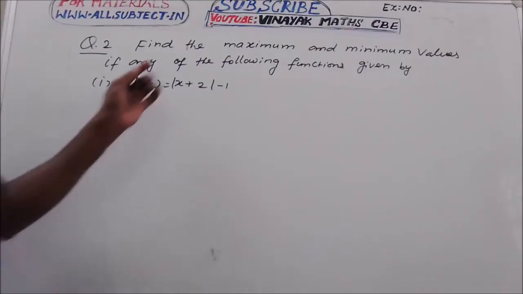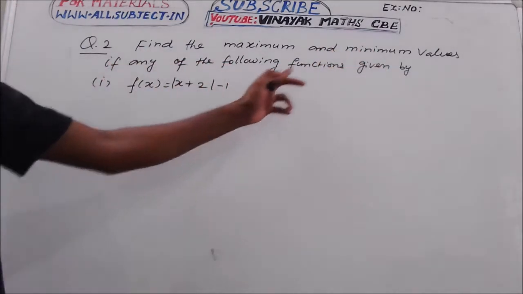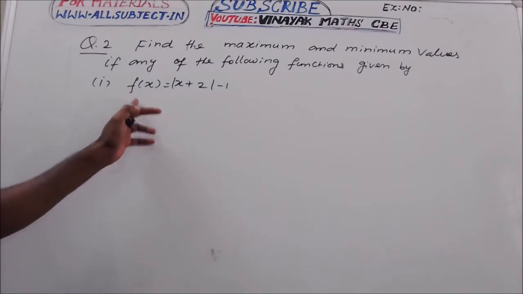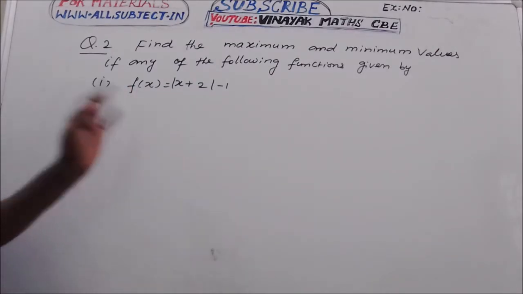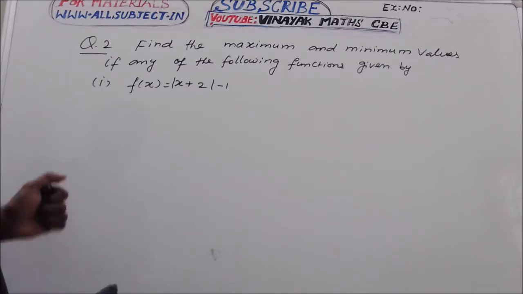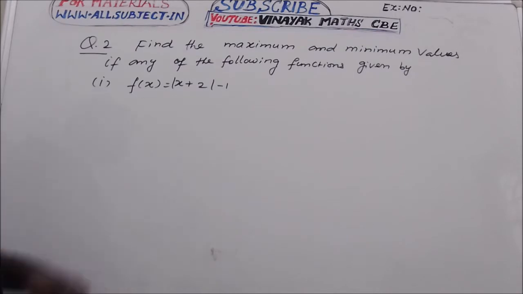Question number 2. Find the maximum or minimum values, if any, of the following functions. f of x is equal to modulus of x plus 2 minus 1. f of x is nothing but y. y and f of x are equal. There is no interval defined here.